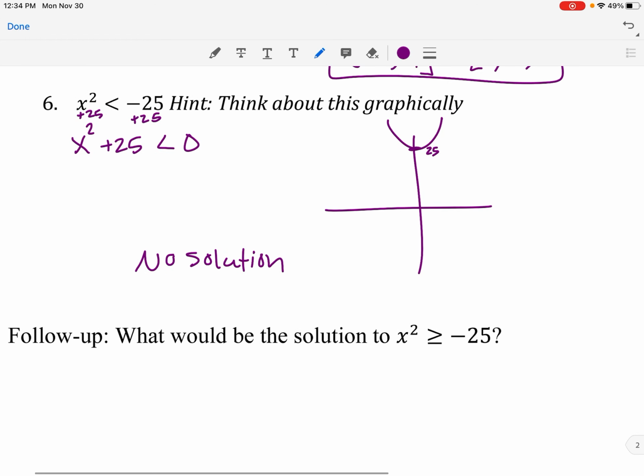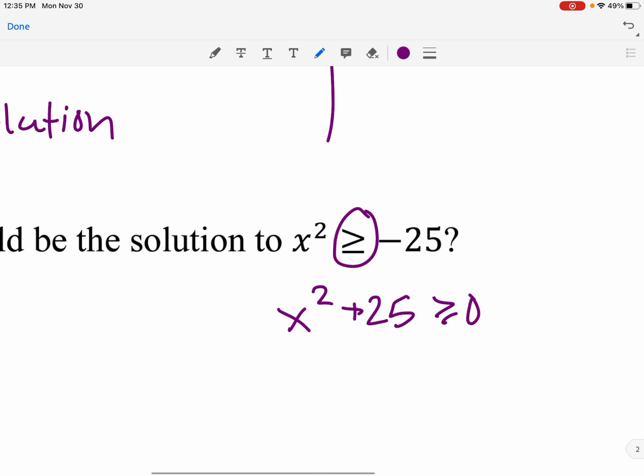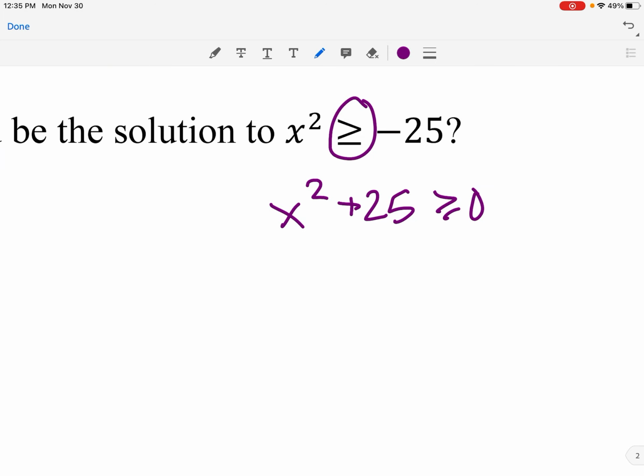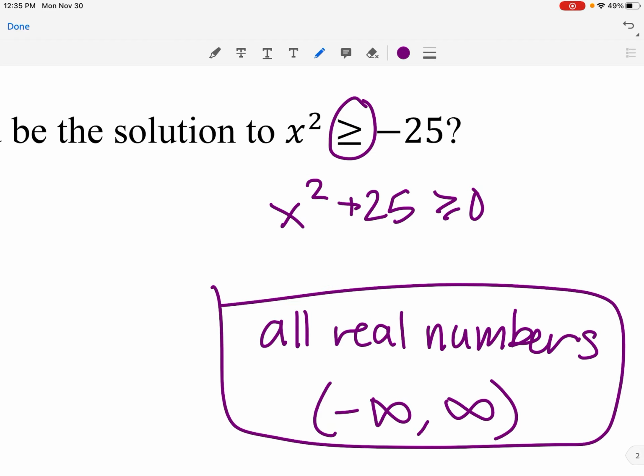But what if I did that same thing, but I just changed the symbol? So I want to know, where is this greater than or equal to 0? So once you get that switched, plus 25, where is that greater than or equal to 0? And that would be all real numbers. It's always greater than or equal to 0. So in that case, we could say all real numbers are our solution. And we can also write in interval notation from -infinity all the way to positive infinity. So that would be it.